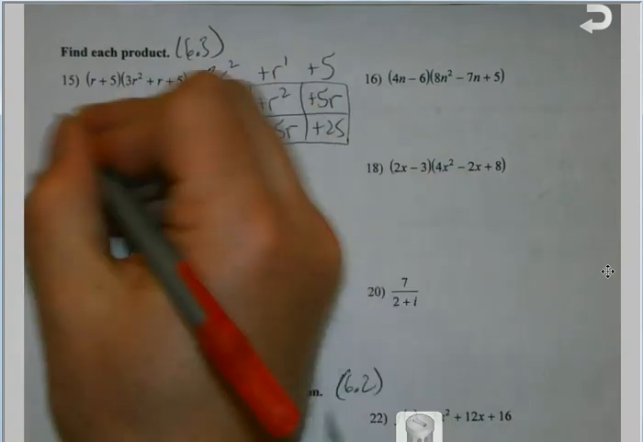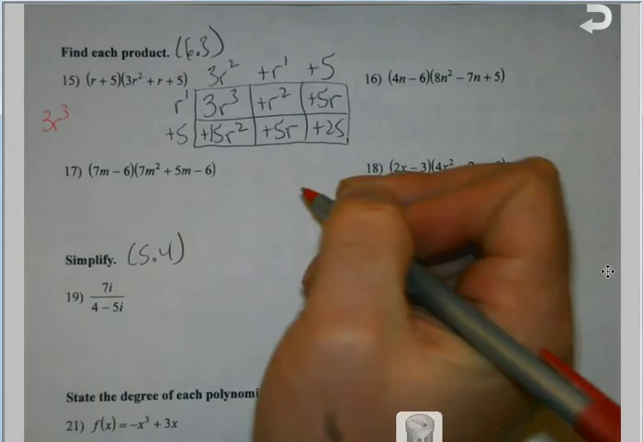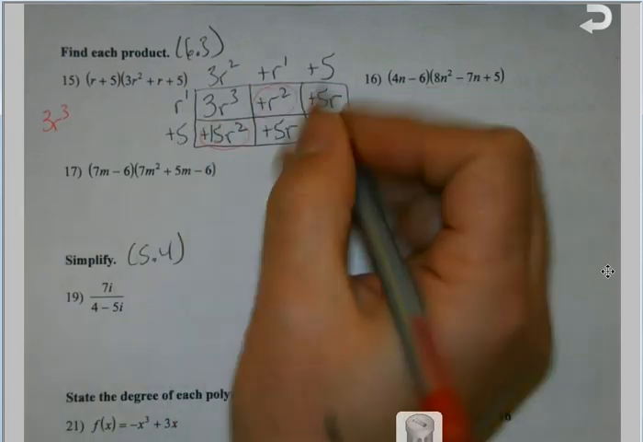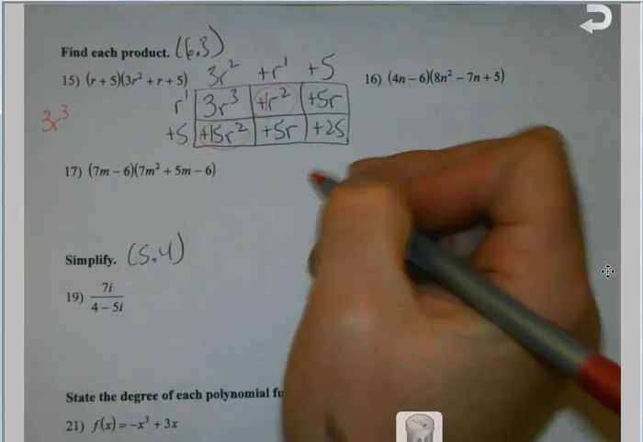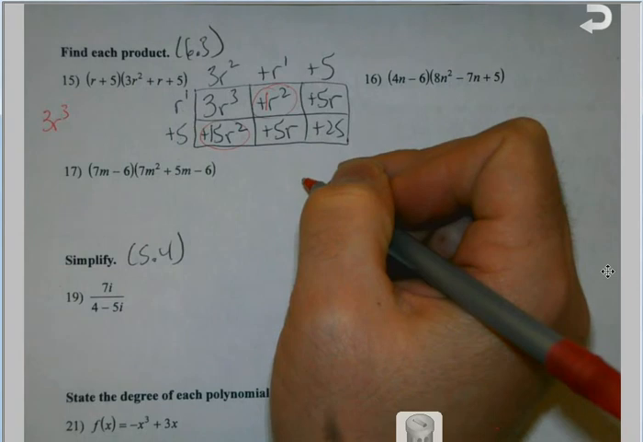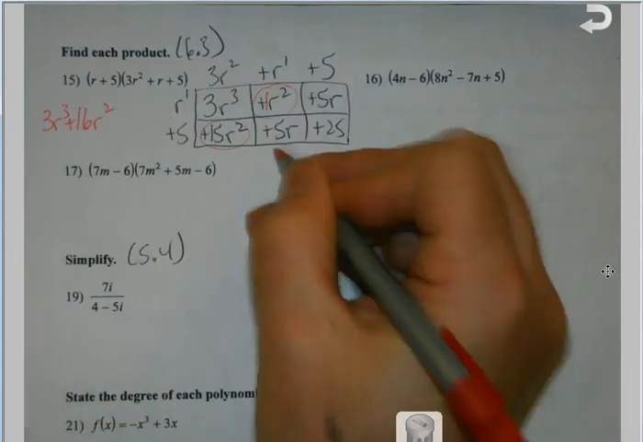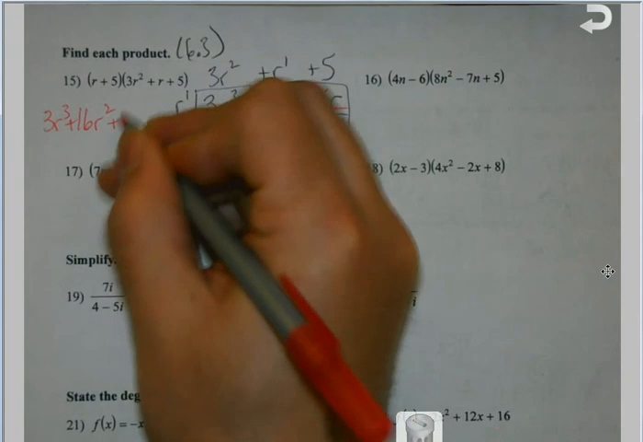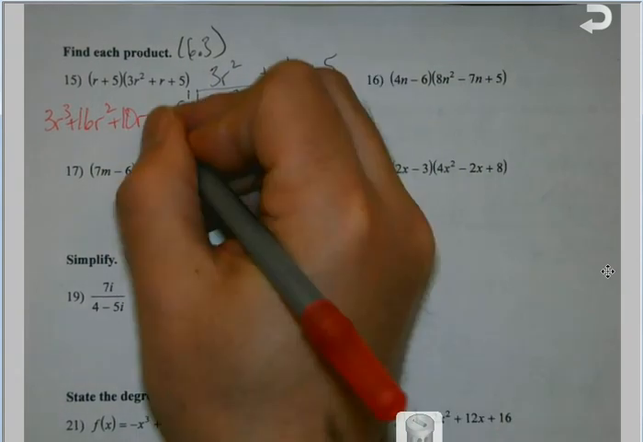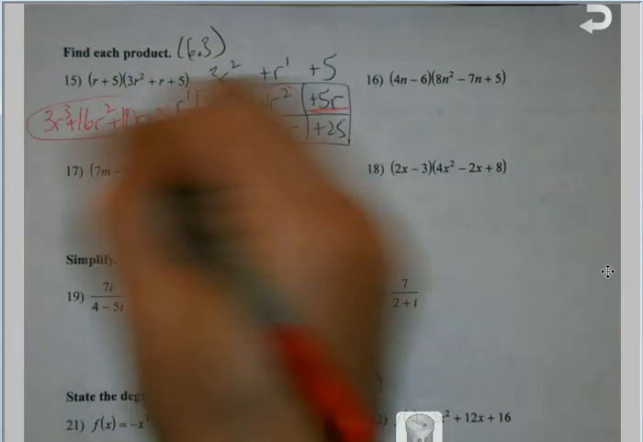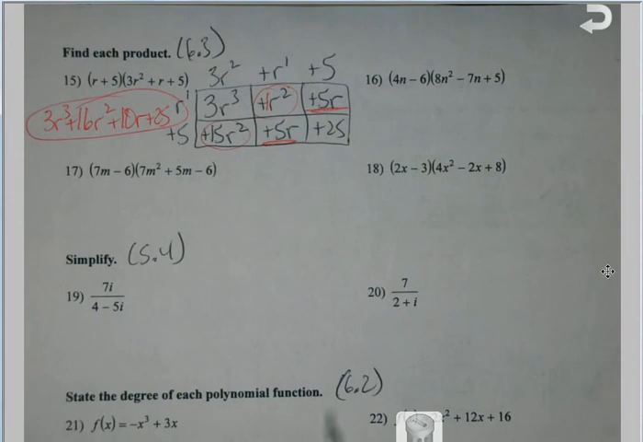Upper left starts me off. Again, we're just combining like terms here, no more messing with variable terms. 15 plus 1 is 16r squared. 5 and 5 is 10. It's 25. And I'm set.